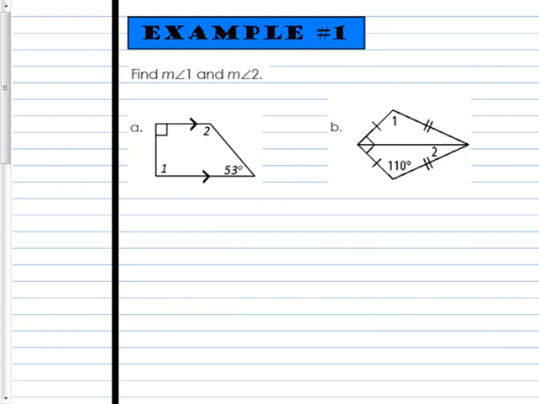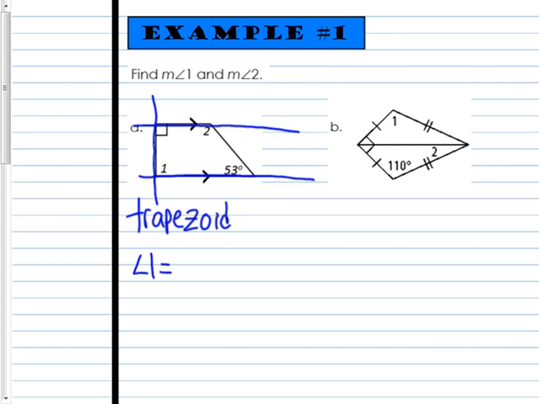Example one, find the measure of angle one and the measure of angle two. As you can see in this shape, we have a trapezoid, and it's just a regular trapezoid. It is not an isosceles trapezoid because it does not show that any of the sides are congruent. Okay? So what I have is I have this line parallel to that line, and then here is my transversal. So angle one and this angle have to add up to 180.